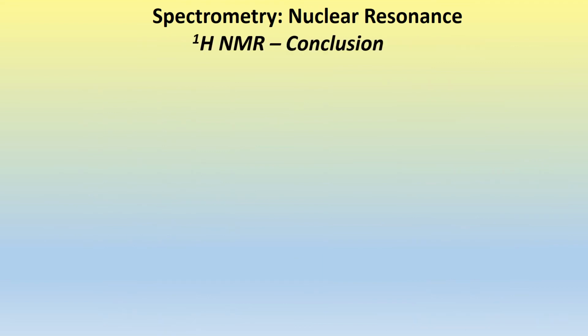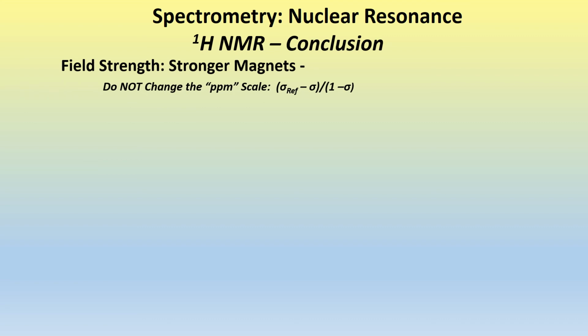Proton NMR is a very powerful analytical tool. There are several variables, all of which provide information about the molecule. First of all, the field strength, the only variable in the precession frequency. Stronger magnets will not change the ppm scale, since the ppm scale is relative and also relative to the precession frequency, which is related to the magnet. However, stronger magnets do increase sensitivity.